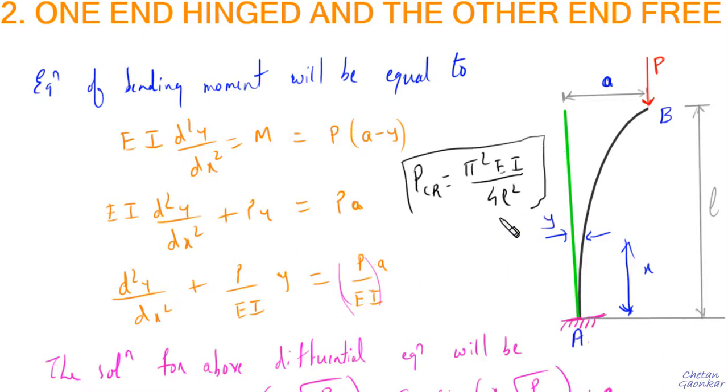So this is the critical load when the column is fixed at one end and it is totally free at the other end. So this is the Euler's critical load formula when the column is fixed at one end and free at the other end.